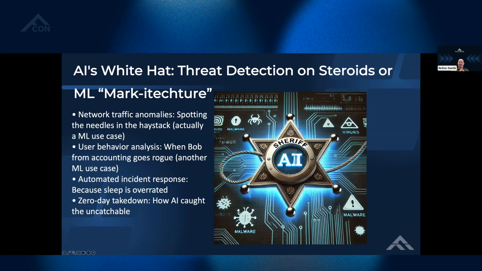All right. So with regard to AI being a white hat, is it threat detection on steroids, or is it just another way that we've reskinned machine learning, using that architecture?